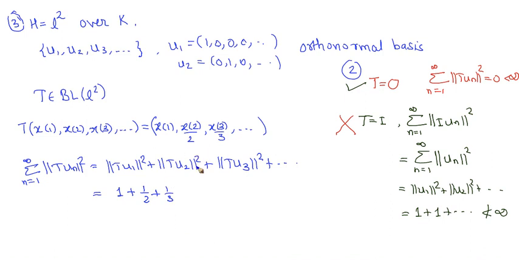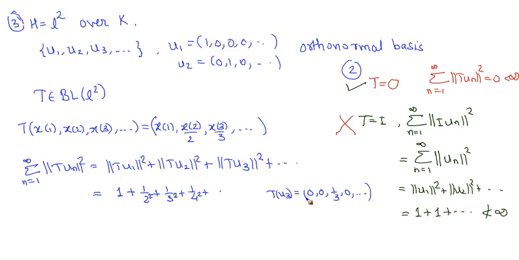Oh, but here there is a square. So we have (1/2) squared. Again, T of u3 squared. So this is (1/3) squared plus (1/4) squared plus and so on. Right? So let us consider what is T of u3. Take u3, so x3 is 1, all others are 0. So it will be 0, 0, 1/3, 0, and so on.